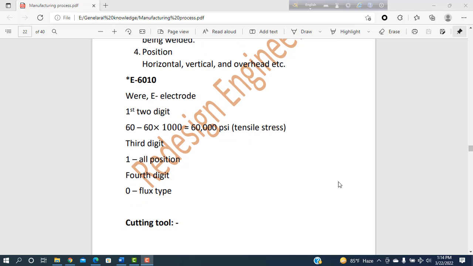And how to define E6010? E means electrode, and the first two digits, 60, mean 60 times 1000, that is 60,000 psi tensile strength. The third digit means the welding position, and the fourth digit means the flux type.